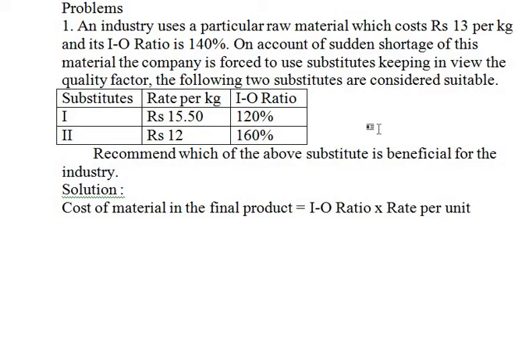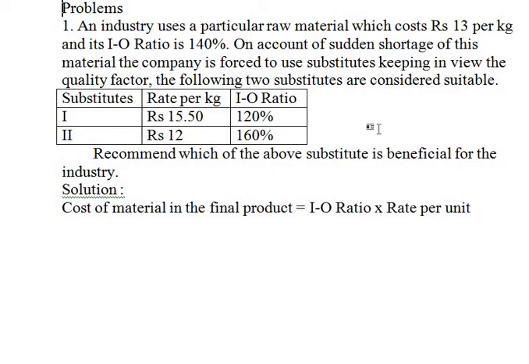In the next line you need to make 3 columns: substitutes, rate per kg and input output ratio. First substitute: rate per kg is rupees 15.50 and IO ratio is 120%. Substitute 2: rate per kg is rupees 12 and IO ratio is 160%. Recommend which of the above substitutes is beneficial for the industry.